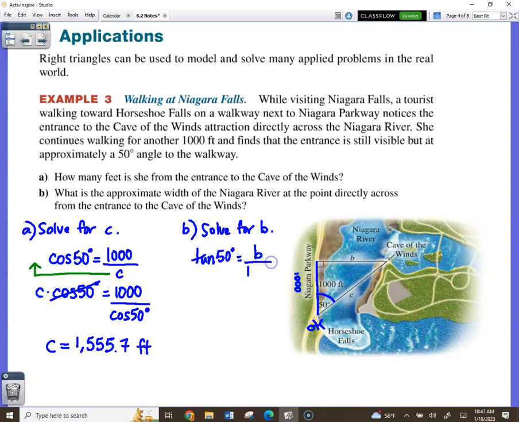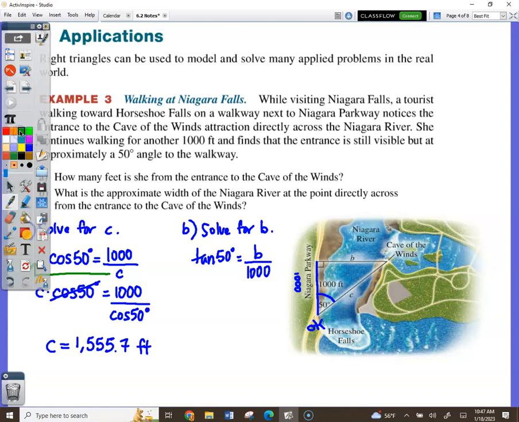opposite over adjacent. This one's short and sweet, right? Because our variable's in the top of the fraction. Then elbow arrow that to the front. 1,000 tan 50 equals B. And now you're ready to go to your calculator.